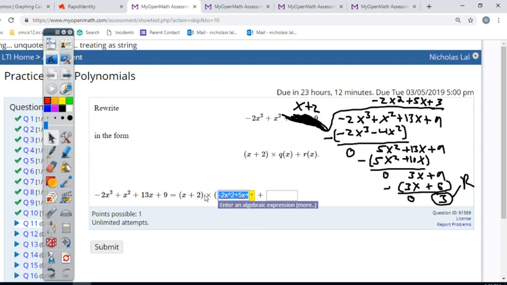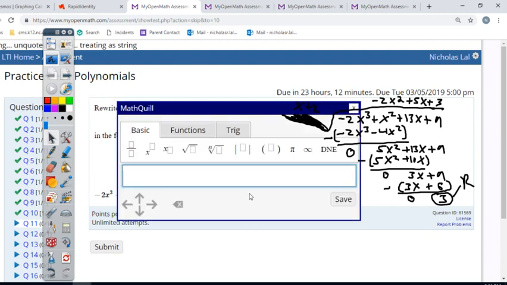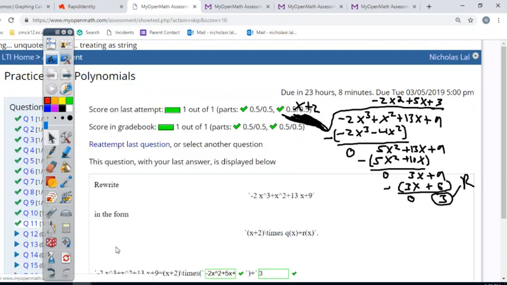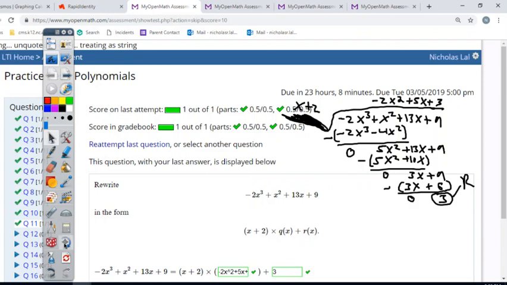And I'm not feeling confident about putting it in this way, so I'm going to put it in where I'm more comfortable. Negative 2x squared plus 5x plus 3. And this is just going to be the remainder is 3. So if I did the algebra right, this should be correct. I did get this correct because I did do the math right. So you can always check that work to understand the process.